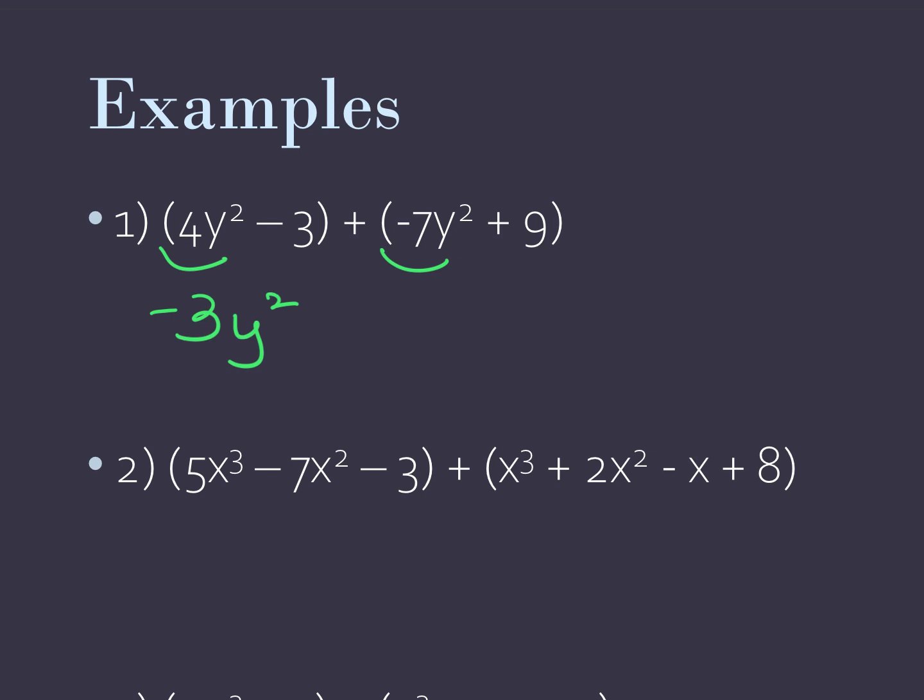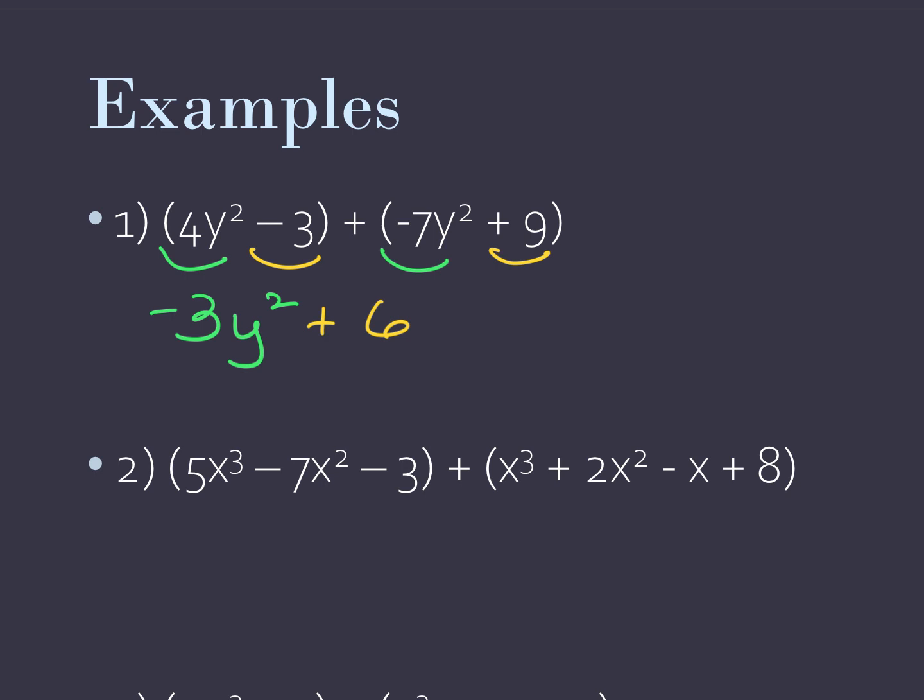Next, I have some constants that I can combine. Negative 3 plus 9, and this will give me positive 6. You're using your rules for integers. So really what we're doing here is negative 3 plus 9. Signs are different. Subtract and keep the sign of the bigger.